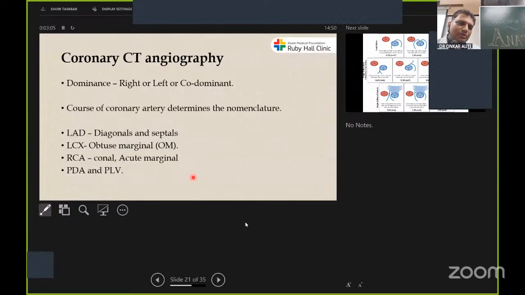Okay. And as I told you, the course of the coronary artery determines the nomenclature. We have seen the diagonals and the septal branches of the LAD, and the branches arising from the LCX are called the obtuse marginal branches.